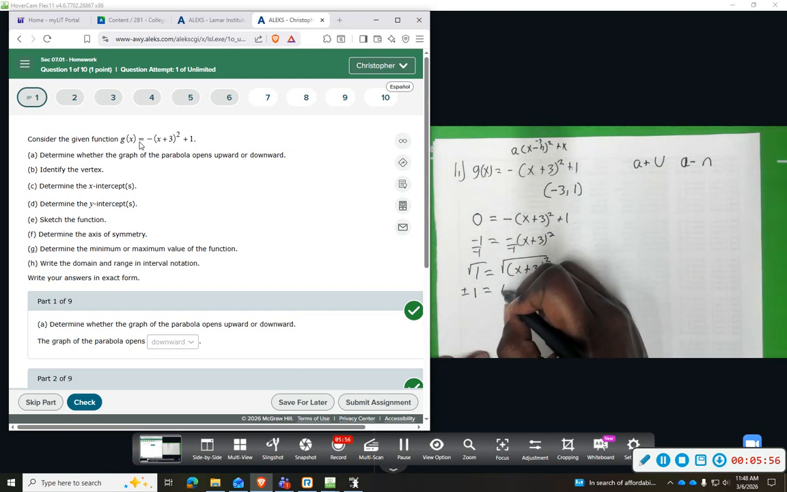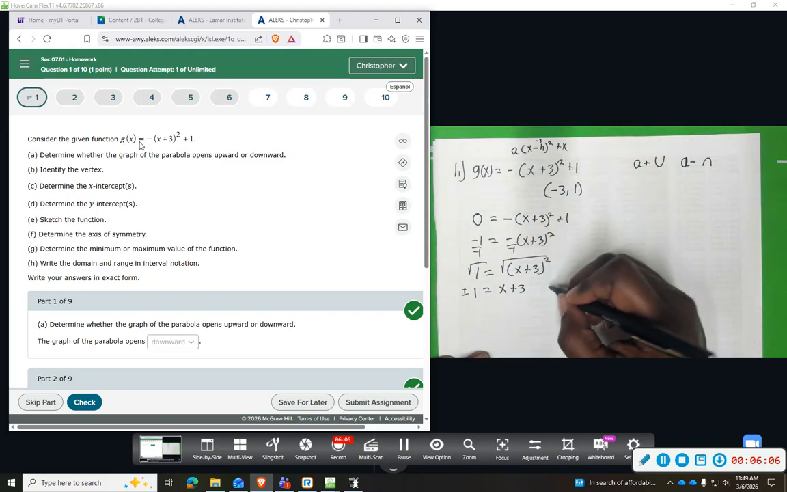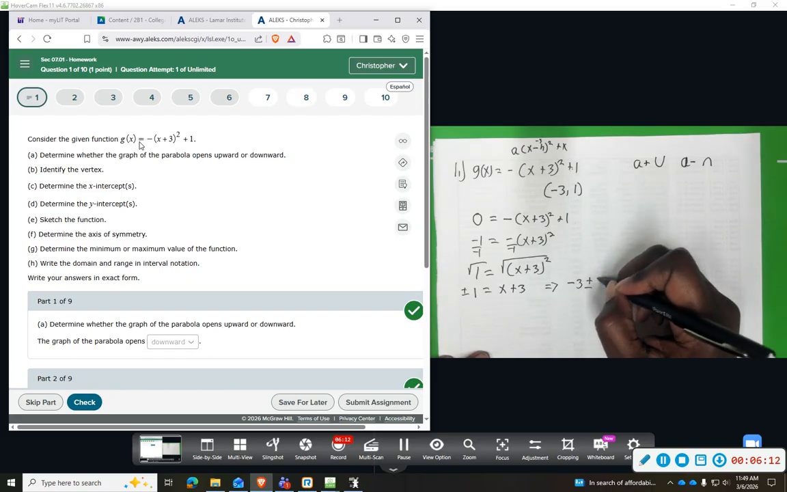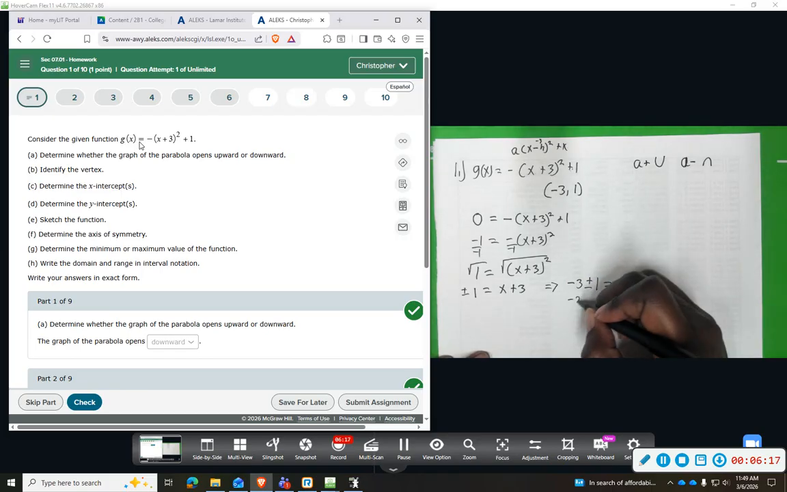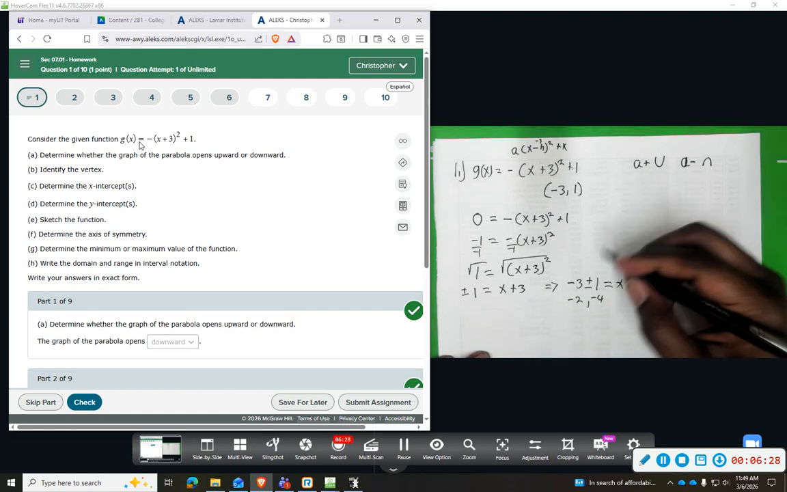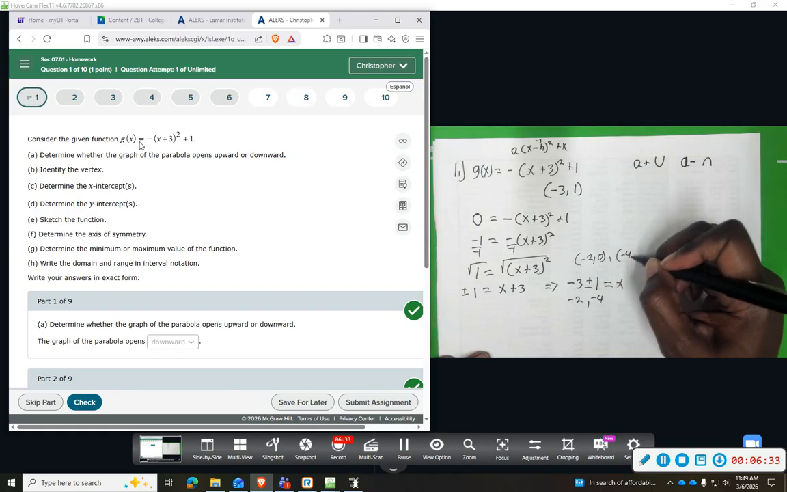And then that's going to have us having x plus 3. So we have plus or minus 1 equals x plus 3. So we will subtract 3. That will give us -3 plus or minus 1 equals x. So if we do -3 plus 1, that gives us -2, and -3 minus 1 gives me -4. So these two values will give me my x-intercepts. The y value would be 0, so the ordered pairs will be -2, 0, and -4, 0.